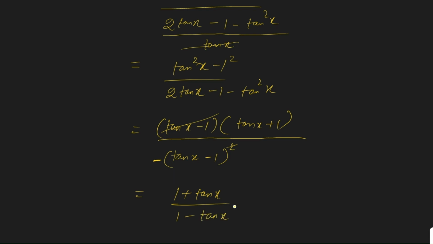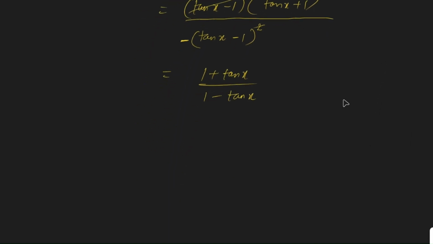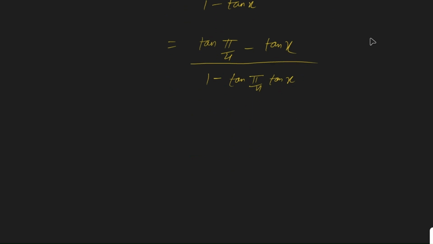Now this looks like nothing, but this is actually the formula for tan 45 plus theta. Now what I'm going to do is I'm going to write this 1 as tan 45 degrees, or you can use pi by 4, plus tan x over 1 minus tan pi by 4 tan x. If I write pi by 4, it doesn't make any difference, because tan pi by 4 is just 1, and 1 times tan x is tan x. Now this form that you have is the form for tan A minus B. Now let me write the formula for tan A minus B.